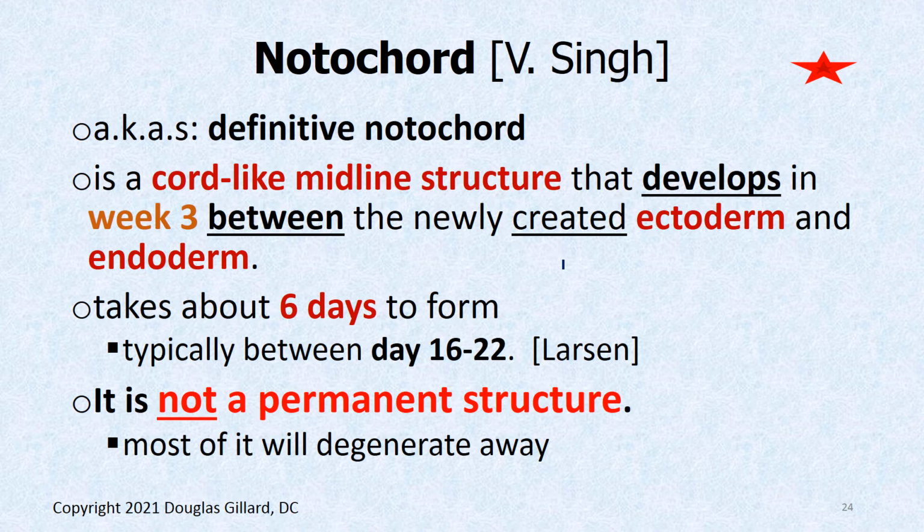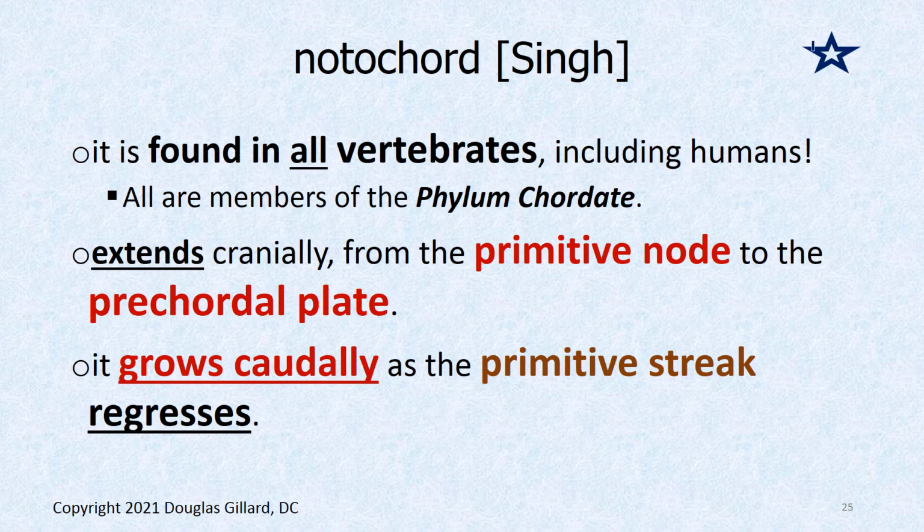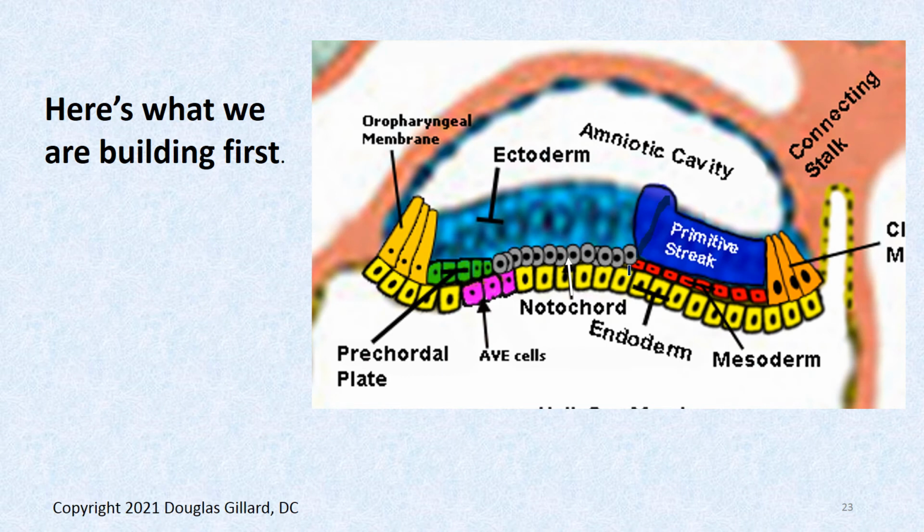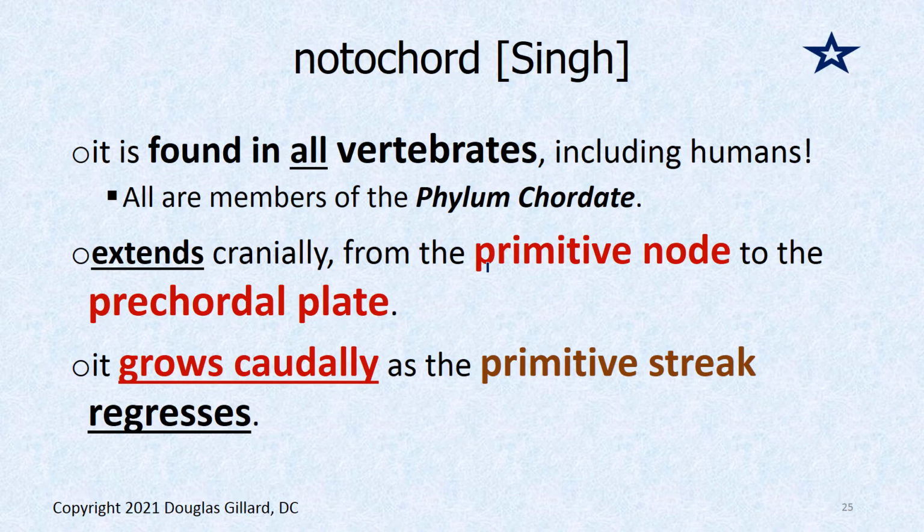It's not a permanent structure, though. It's going to degenerate away, but it's going to leave us some presence, as we talked about. It's found in all vertebrates. In fact, to be in the phylum Chordata, you have to have a notochord during development. It extends cranially from the primitive node to the prechordal plate. Is that true? Let's go look and see. Here is the primitive node, and it extends up to the prechordal plate. Yes, it sure does. And it grows caudally.